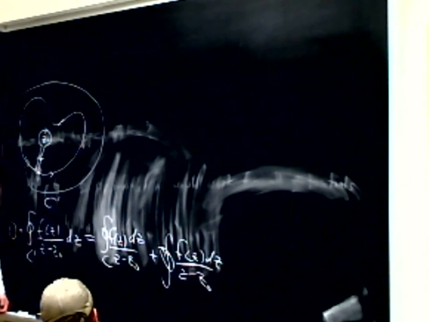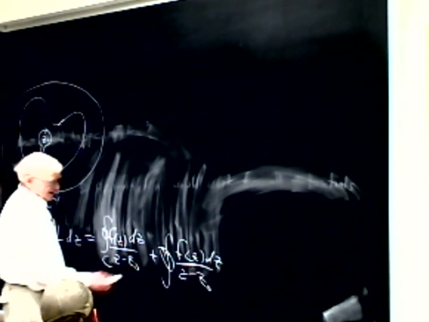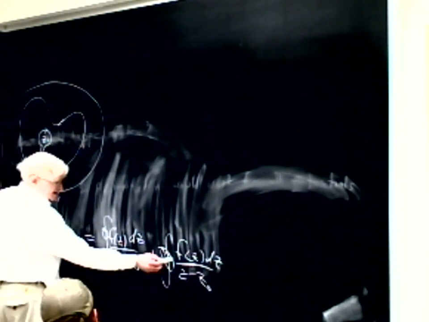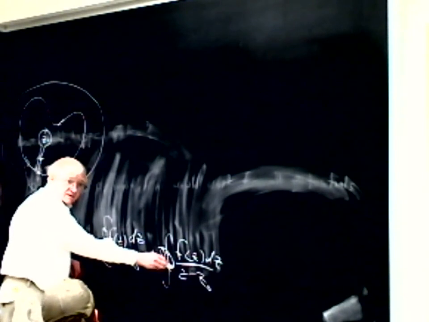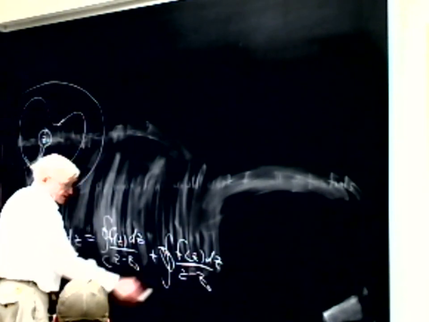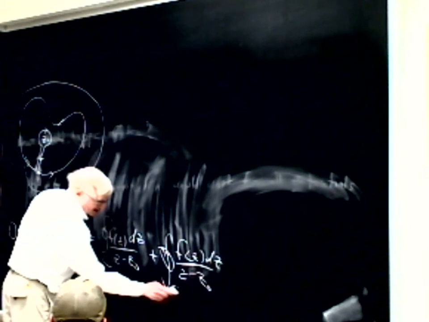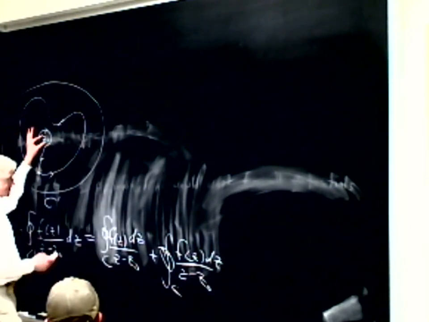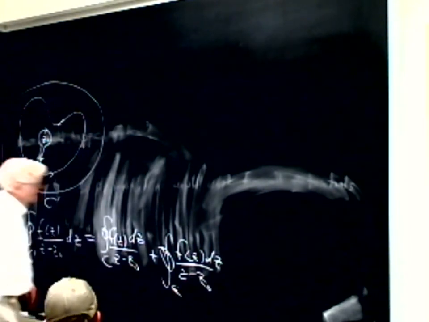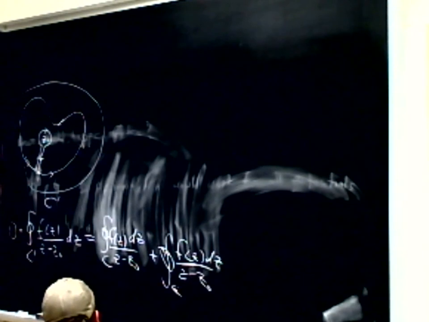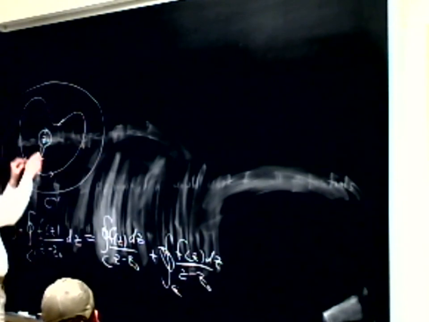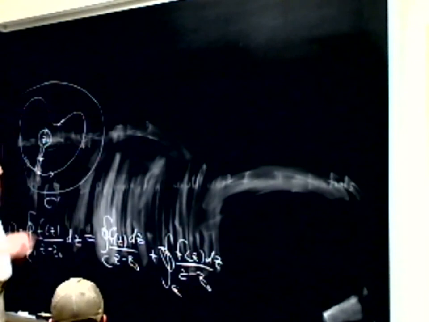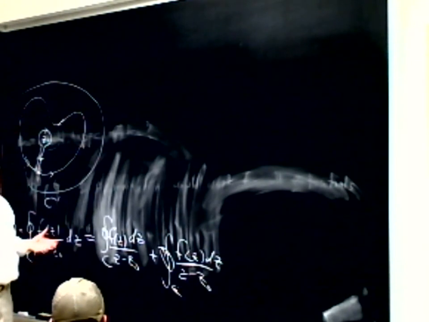Okay. Well, this is a microscopic integral now. It's right around z0. It could be of size epsilon. That's what I meant by having it small like that. And the clockwise integral and the counterclockwise integral differ by a minus sign.